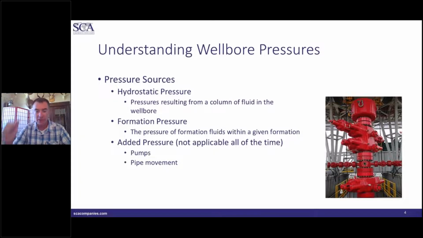We need to understand our pressure sources before we can understand how they interact with our wellbore and how we respond to those pressures. And they're actually very simple. It really comes down to just hydrostatic pressure and formation pressure. Most of the time that's all we have to deal with, especially if our wellbore is static. But there are added pressures, which aren't applicable most of the time, like pumps and pipe movement.